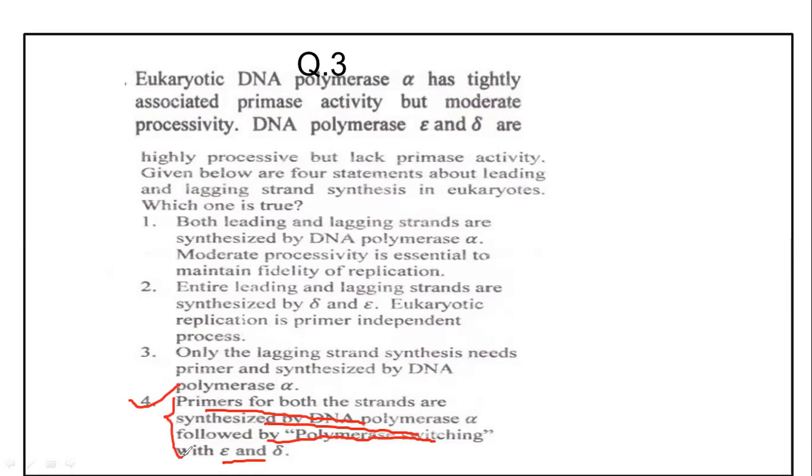Primers for both strands are synthesized by DNA polymerase alpha, followed by polymerase switching to epsilon and delta. Polymerase alpha is a primase as well as a polymerase, but polymerase delta synthesizes both the lagging and leading strand. Polymerase delta is able to synthesize both lagging and leading strand, right?